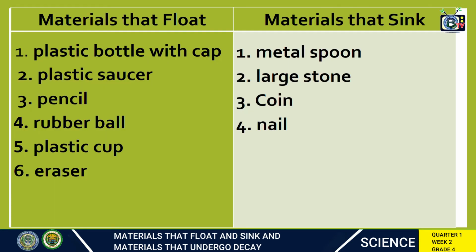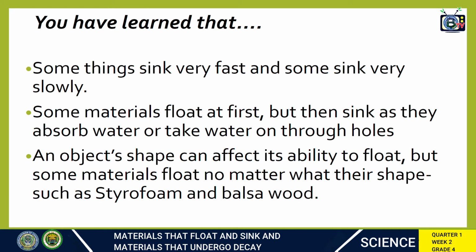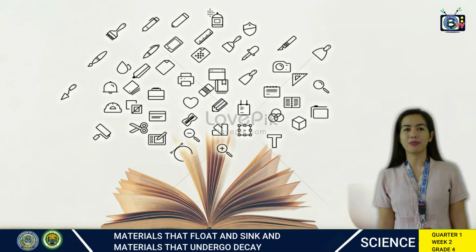So, what have you learned? You have learned that some things sink very fast and some sink very slowly. Some materials float at first, but then sink as they absorb water or take water on through holes. An object's shape can affect its ability to float, but some materials float no matter what their shape, such as styrofoam and balsa wood.